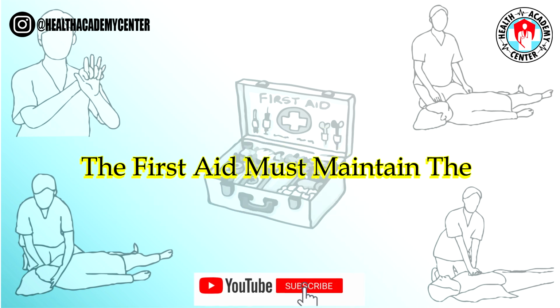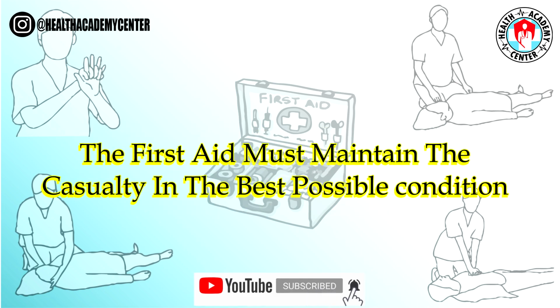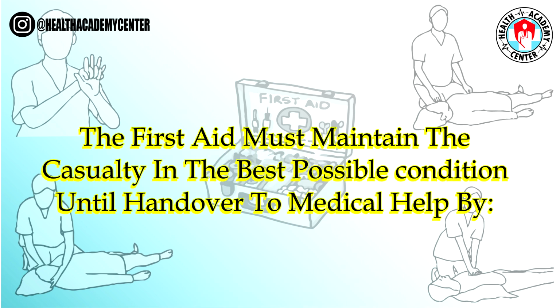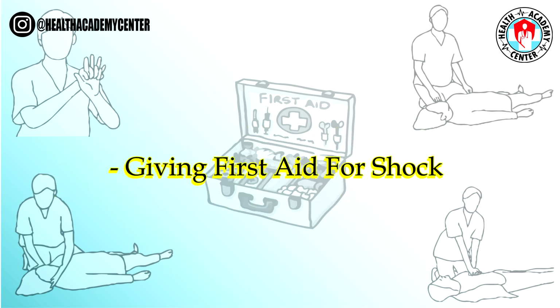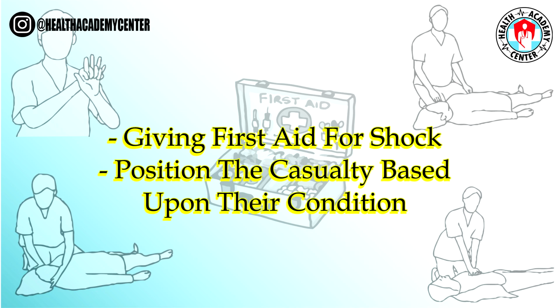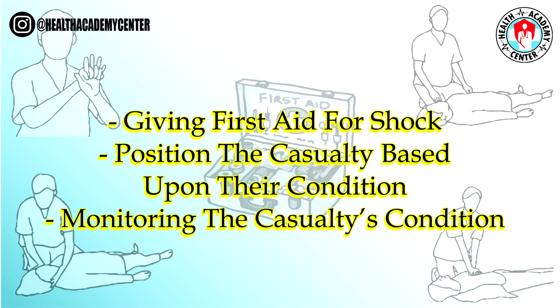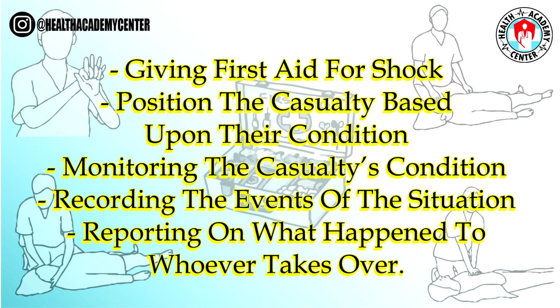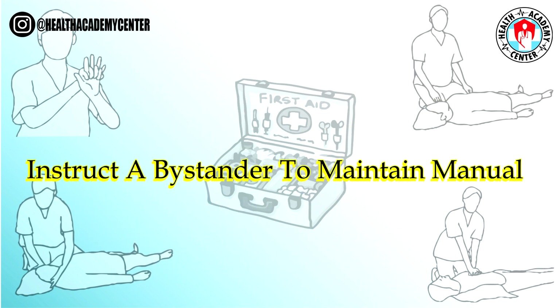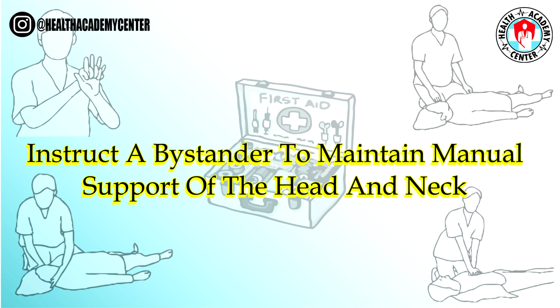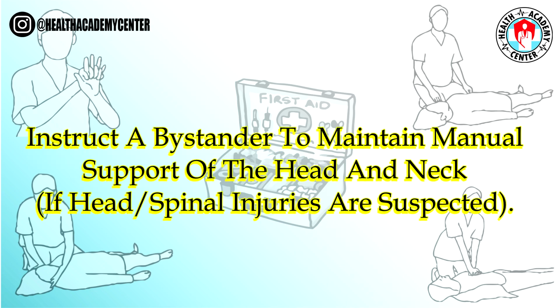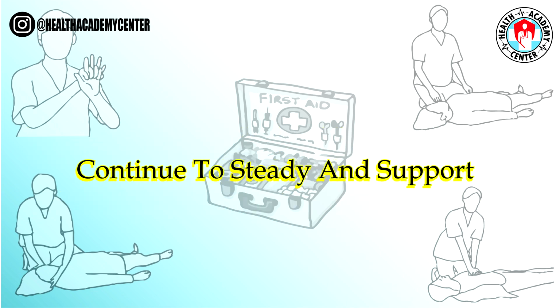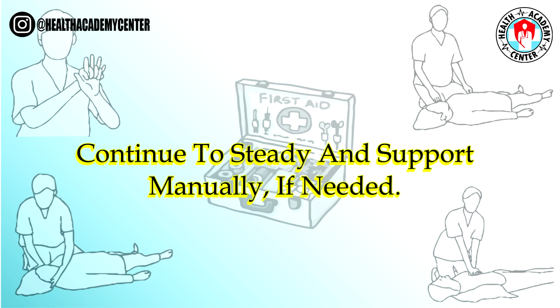The first aider must maintain the casualty in the best possible condition until handover to medical help by giving first aid for shock. Position the casualty based upon their condition. Monitor the casualty's condition. Record the events of the situation. Report on what happened to whoever takes over. Instruct a bystander to maintain manual support of the head and neck if head or spinal injuries are suspected. Continue to steady and support manually, if needed.